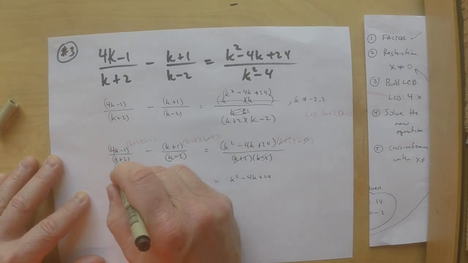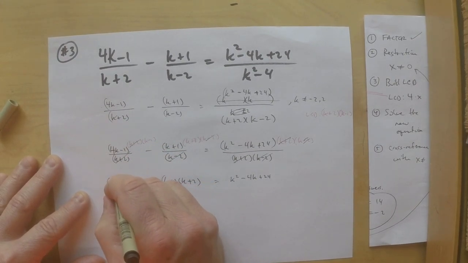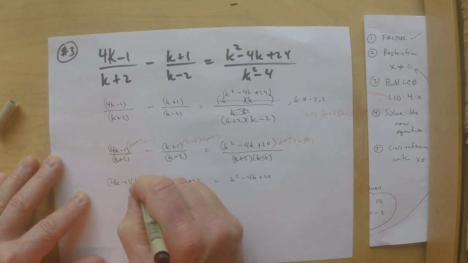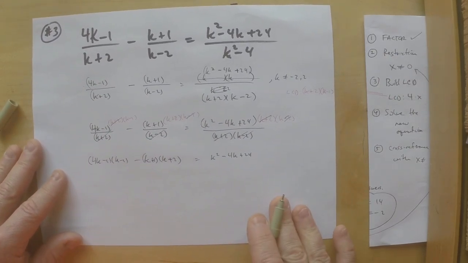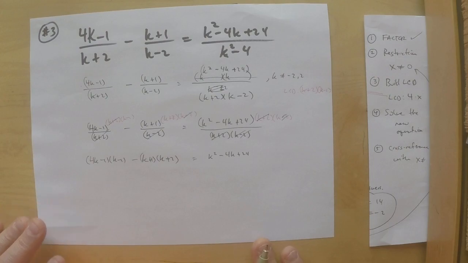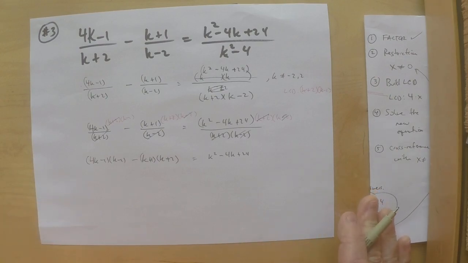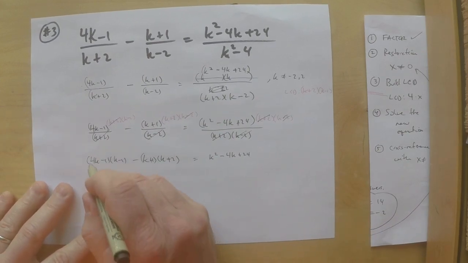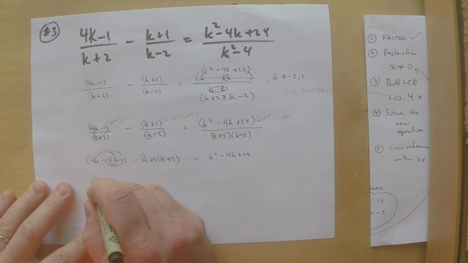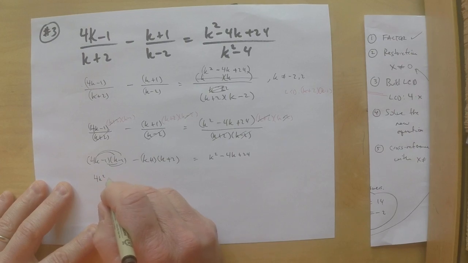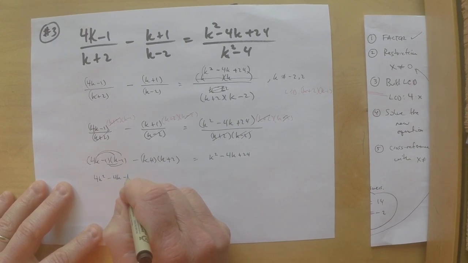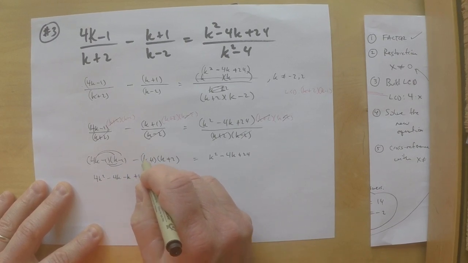Here, k plus 2's cancel. Choo-choo! 4k minus 1 and a k minus 1. And now I have to solve this mess. It's not horrible, it's not great either. At least I have no more denominators. And now I can distribute this out. So 4k squared minus 4k minus k plus 1.